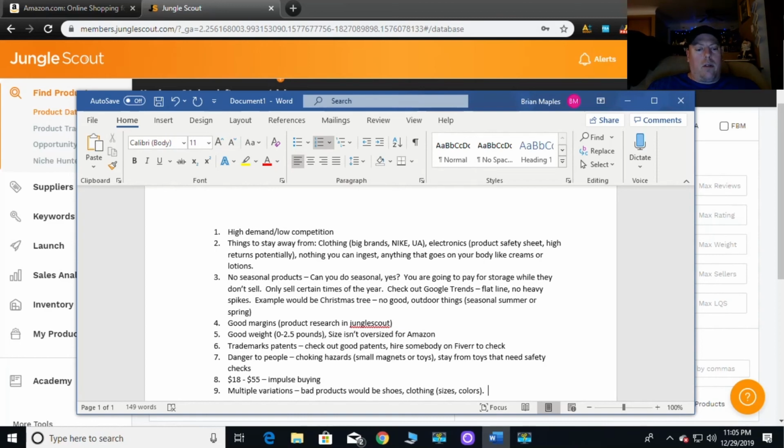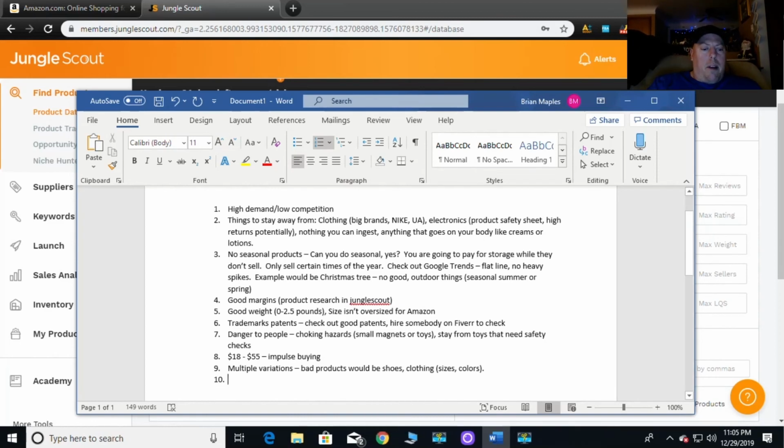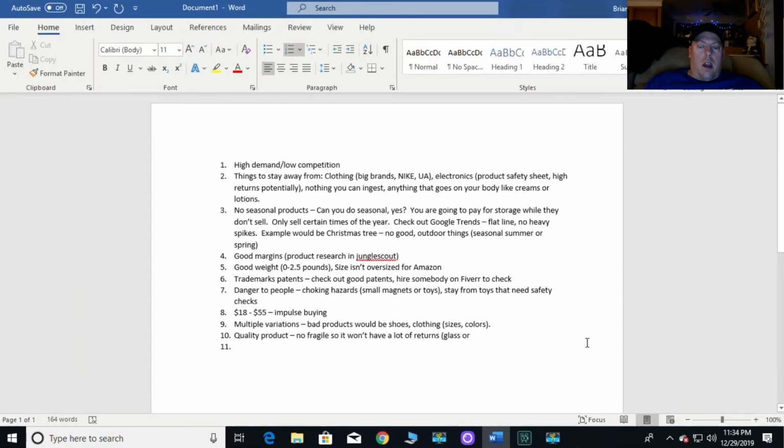Okay, and also, guys, make sure you have a quality product. And what do I mean by that? You want to make sure you're selling a product that's not fragile. Make sure you have a product that is not going to have a lot of returns. You don't want a fragile product, such as glass, or just anything that can break easily.